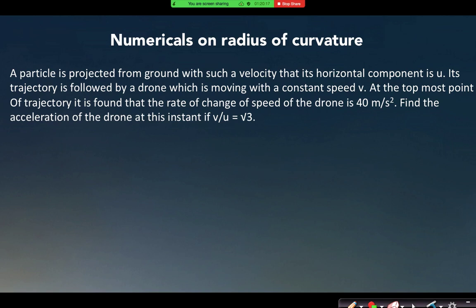Okay, take this question like this. Just change this one: its trajectory is followed by a drone whose velocity at the topmost point is v. So v is the velocity at the topmost point of the drone. It is not constant, definitely, otherwise the rate of change of speed should be zero.